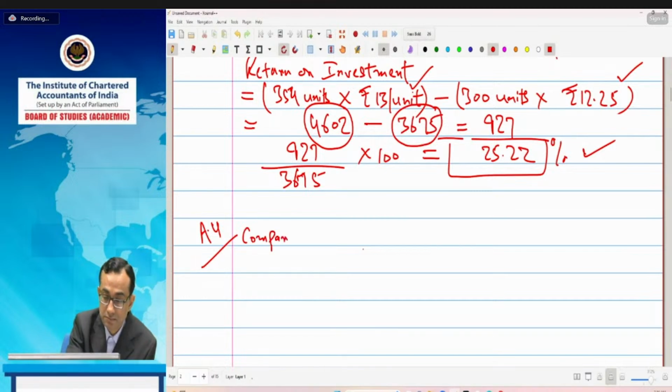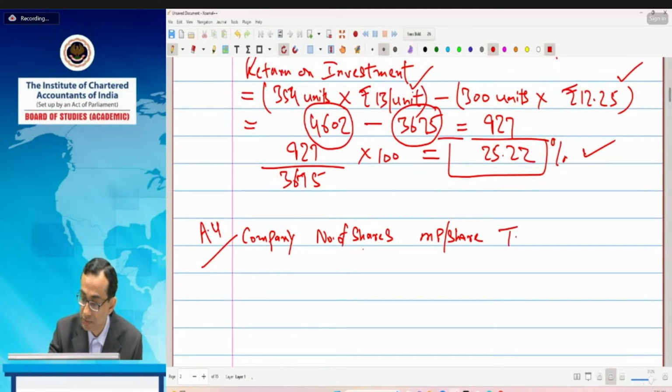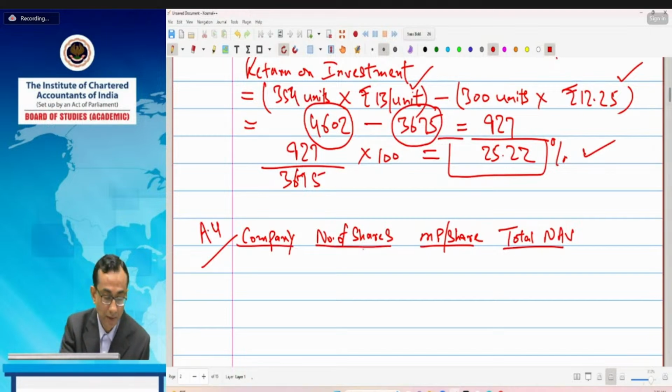Now, company, number of shares, market price per share, and the last will be the total NAV. So I will give the name of the company in short form. N for Nairobi, D for Dakar, and this Senegal, and this Cairo.